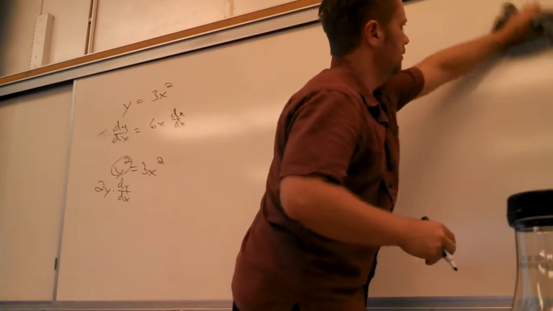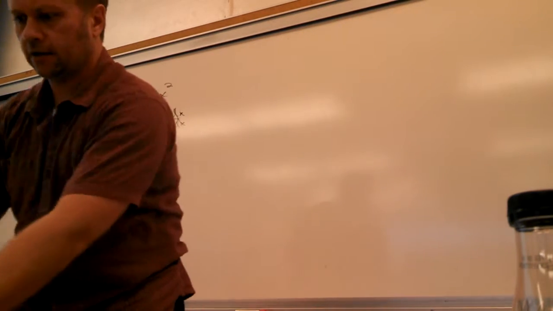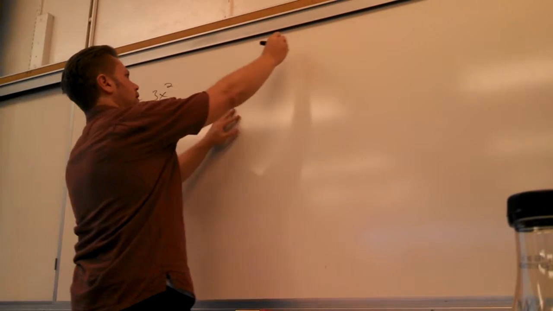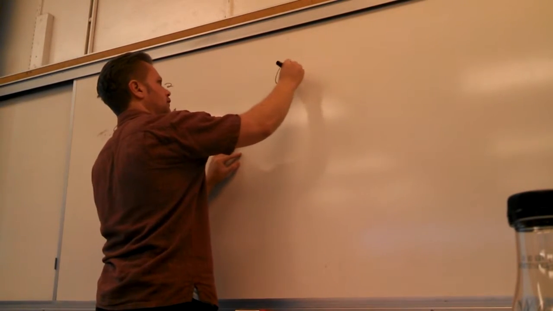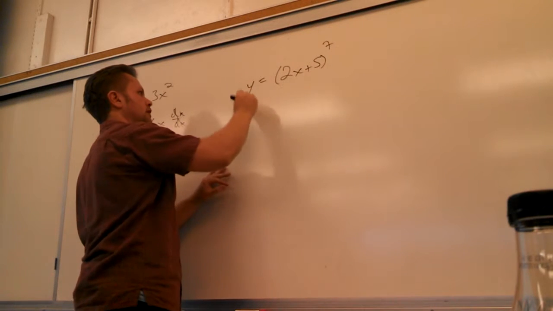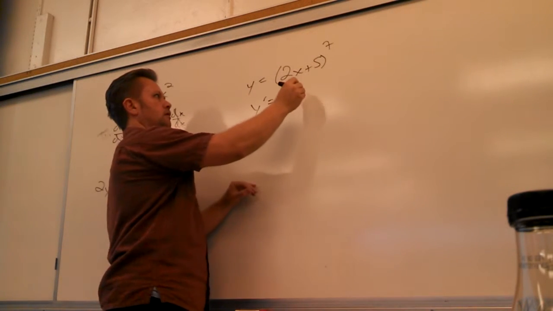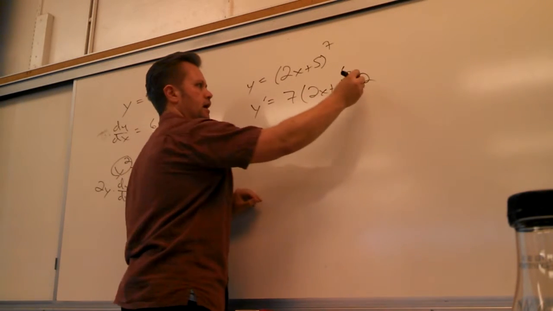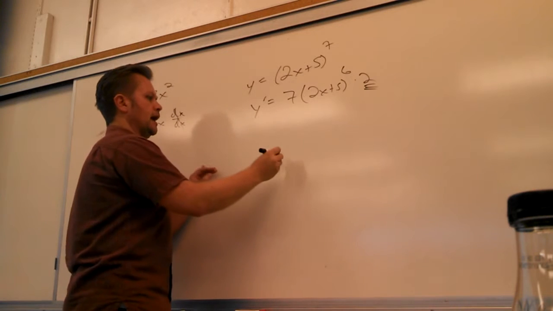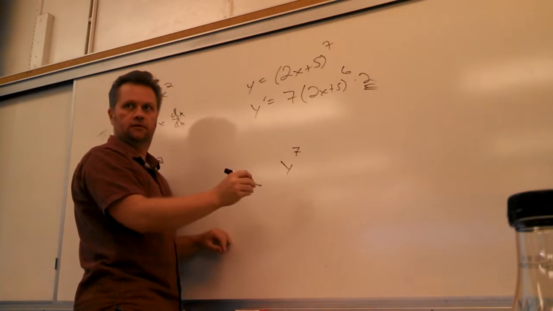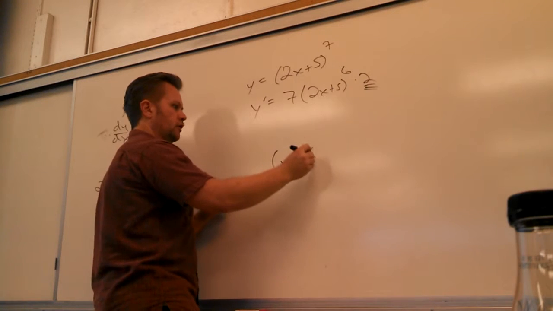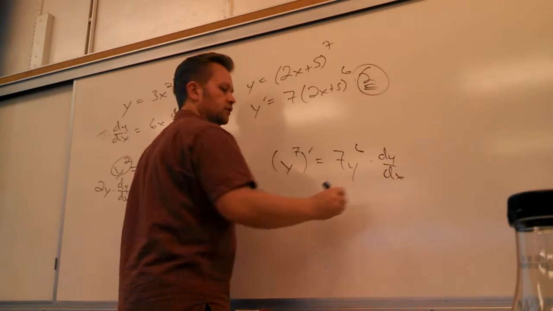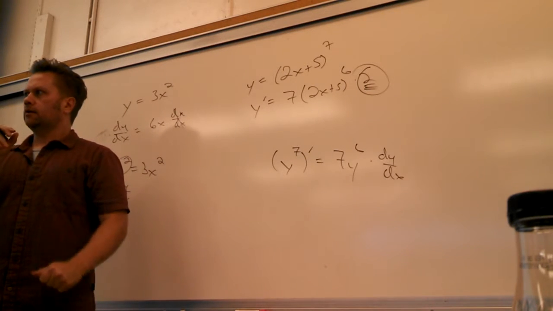I want to get the idea out there. If I had (2x + 5) to the 7th power, what is that derivative? 7 times (2x + 5) to the 6th, times 2. I love it. So that was the derivative of the inside, right? So if I had y to the 7th somewhere, its derivative would have to be 7y to the 6th times dy/dx, for example. That doesn't seem crazy, right?